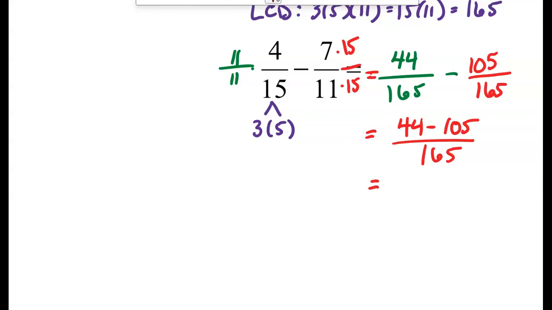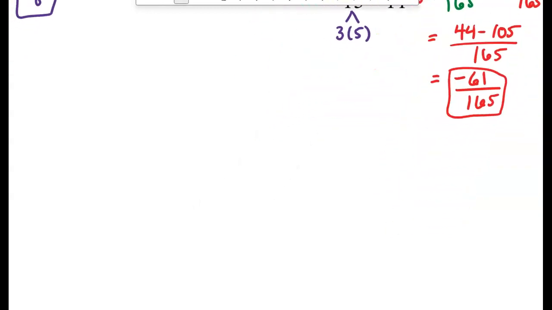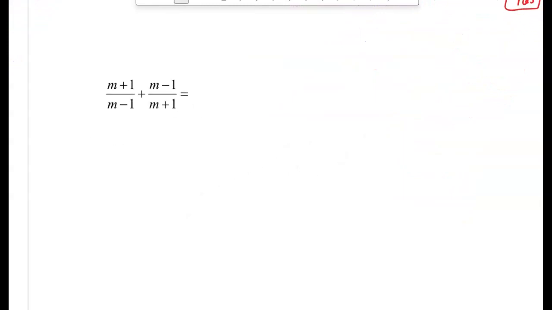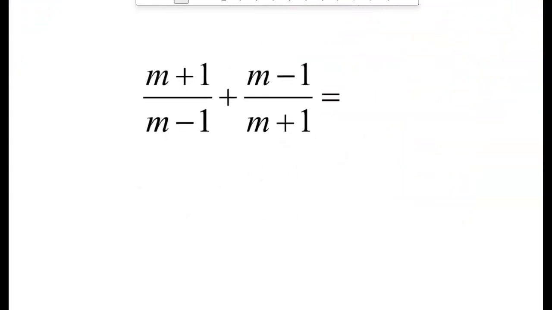So when we do this, what is 44 minus 105? First of all, you should be really able to tell me, is that positive or negative? So negative 61 over 165. Guys, can I simplify anything out of this? And the answer is no. You cannot. Okay, now those are nice and fun. Would you guys agree?